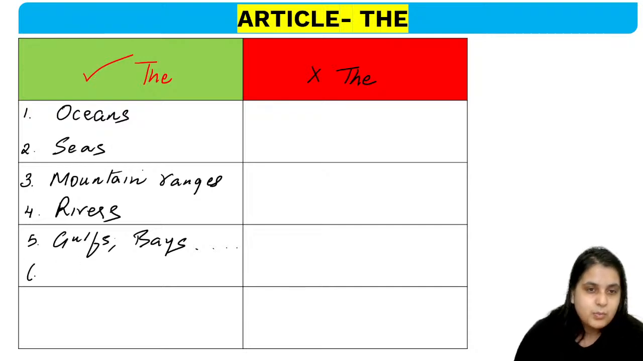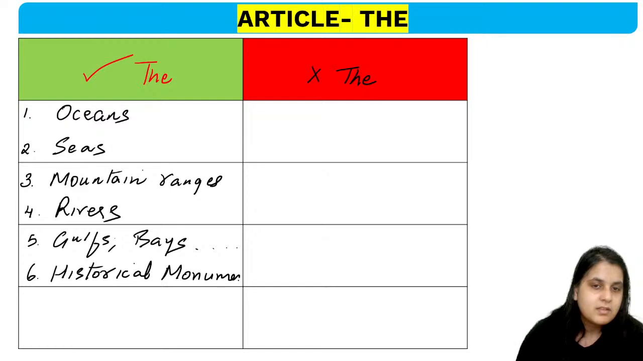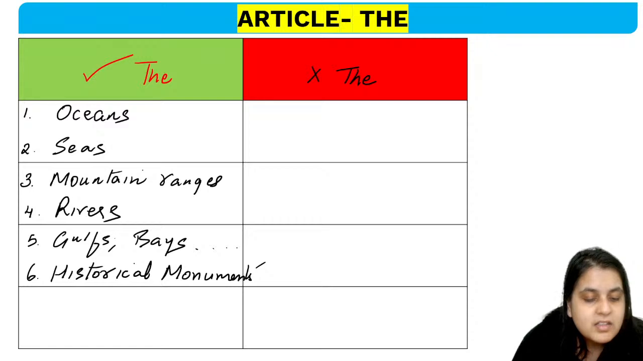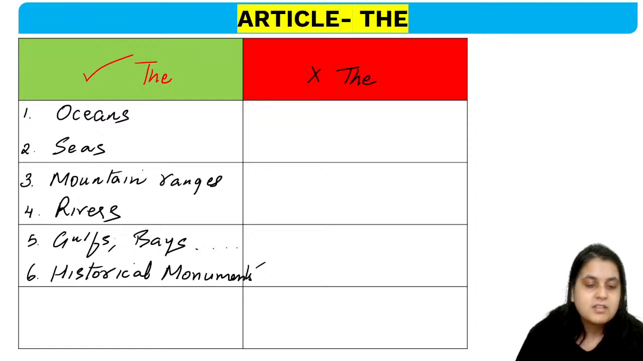Next, we use the with the name of historical monuments. We use the with historical monuments. Correct? For example, the Taj Mahal, the Qutub Minar, the Red Fort, right? The Victoria Memorial, the Gateway of... Yes. Correct. Correct. Okay. No problem. Welcome to the session, Shivam. So the Gateway of India, the India Gate. तो इन सब के साथ हम लोग जो historical monuments होते हैं, we use the.